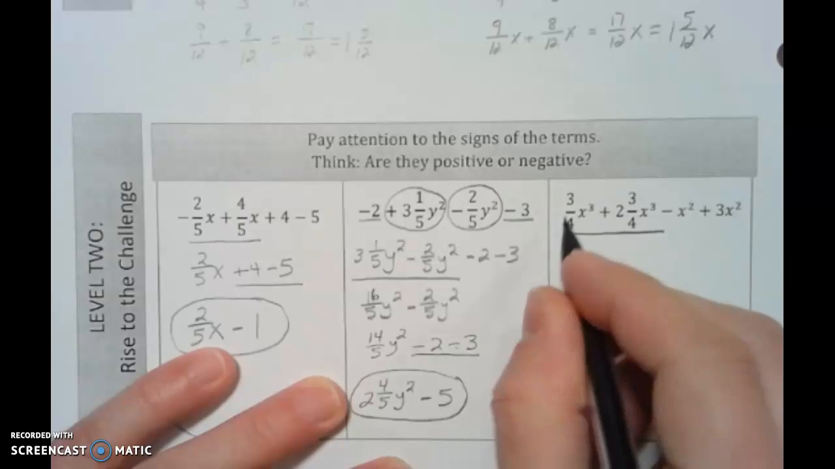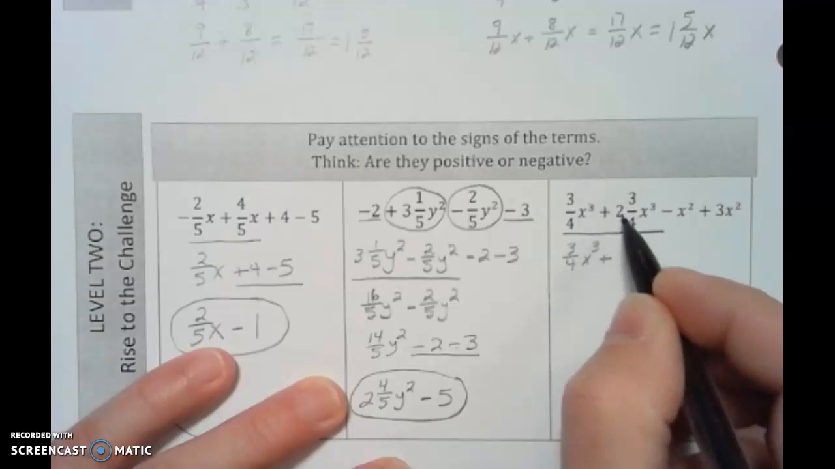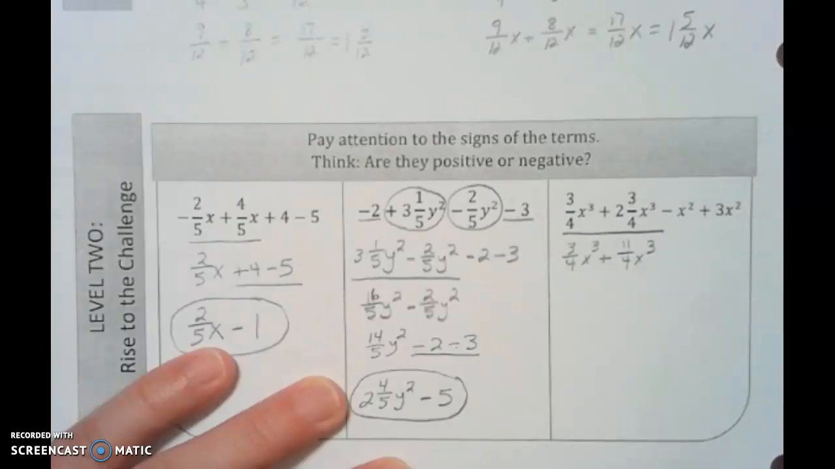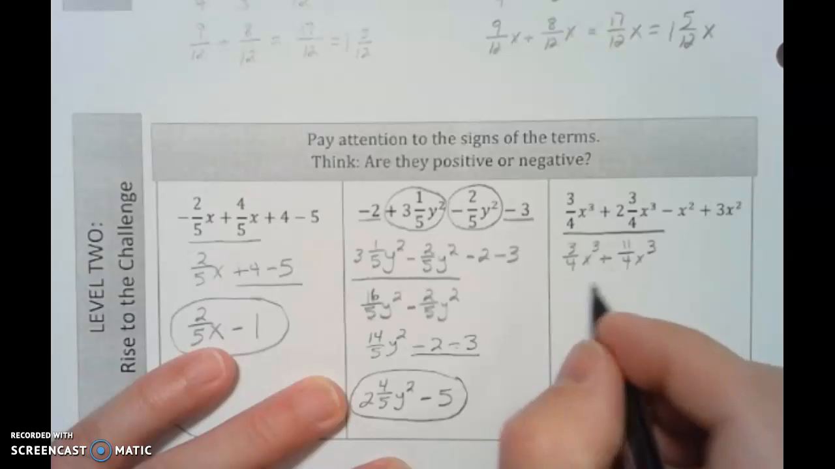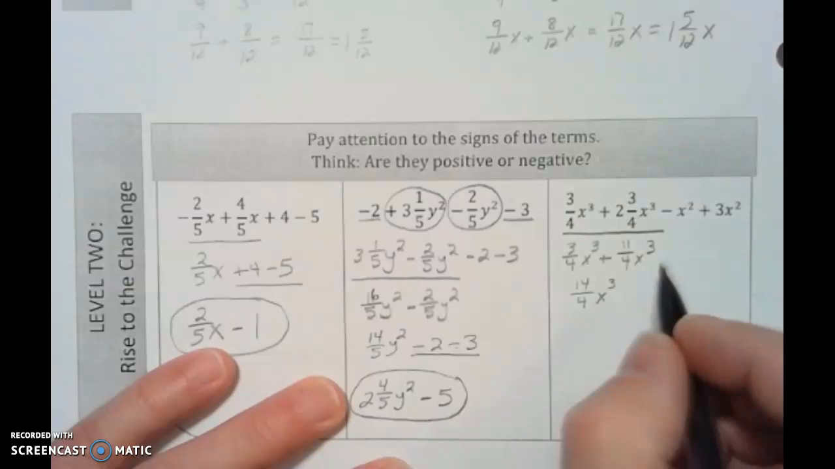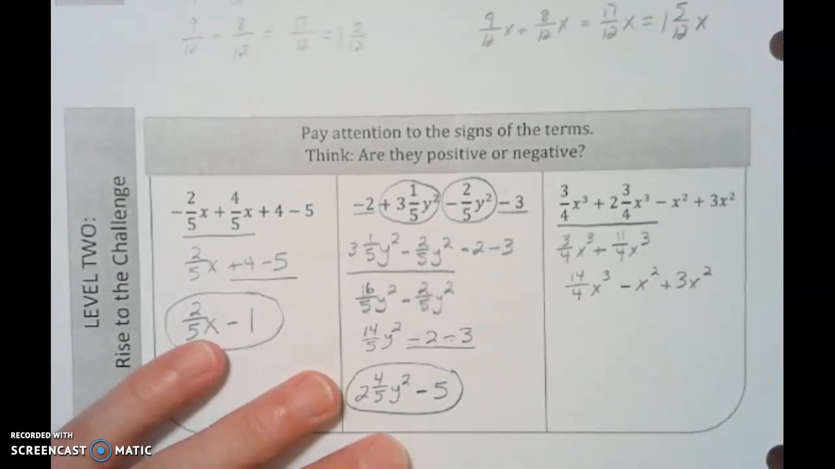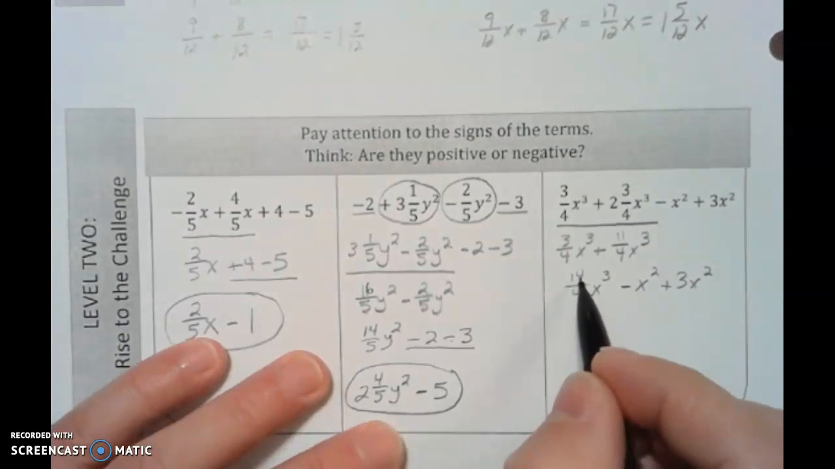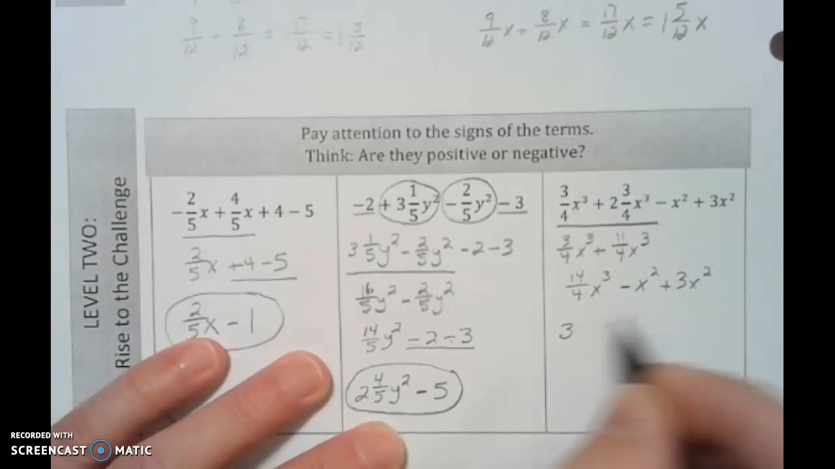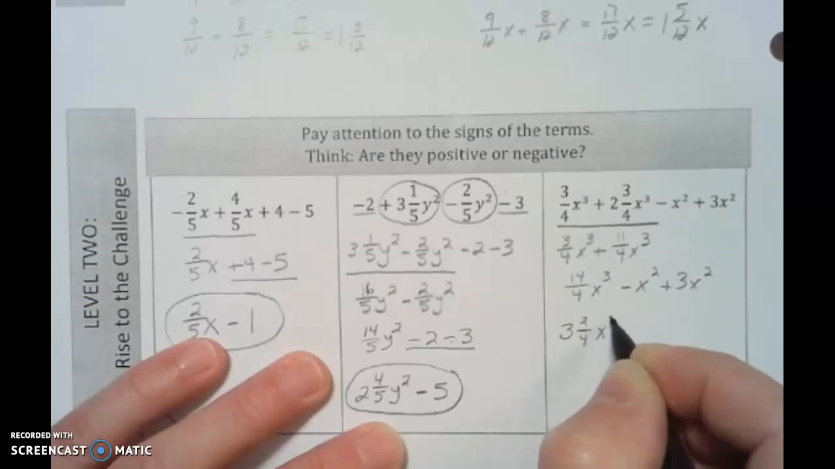So I'm going to have 3/4 x cubed. And I'm going to add, I'm going to make this a fraction. 4 times 2 is 8. 8 plus 3 is 11. So that's 11/4 x cubed. So if I were to add these together, 3/4 plus 11/4 is 14/4 x cubed. Now I'm going to bring down minus x squared plus 3x squared. What I'm going to do with my 14/4 is make that a mixed number. 4 goes into 14 3 times. 3 times 4 is 12, so there are still 2/4 left over. So that's 3 2/4 x cubed.